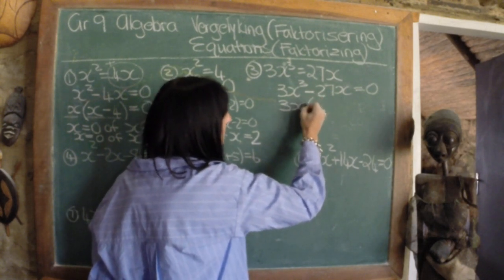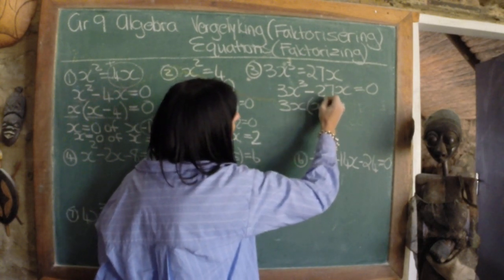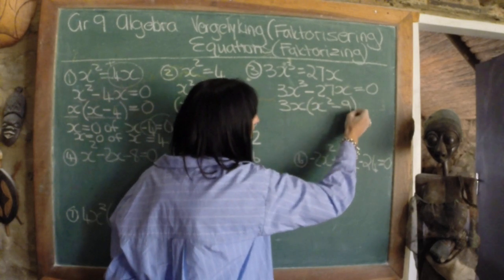Common factor equals 3x and then I'm left with x square minus 9.